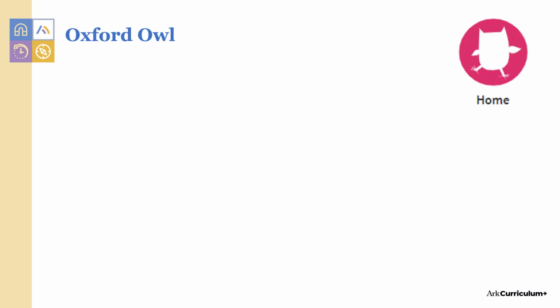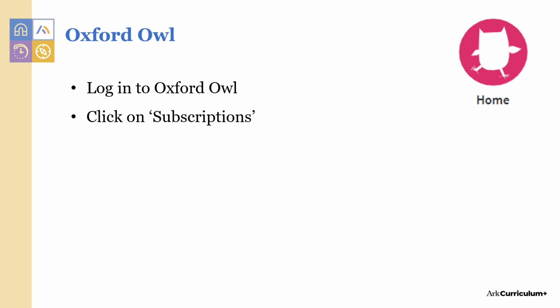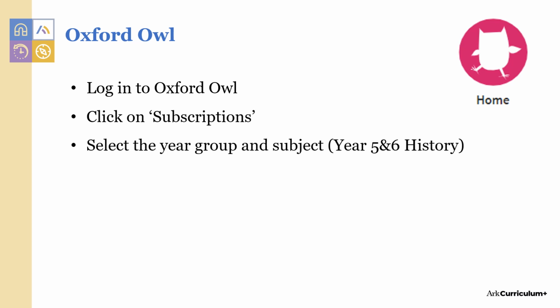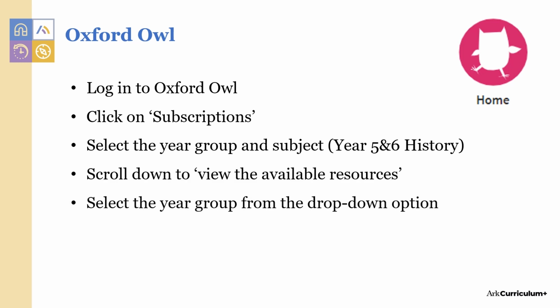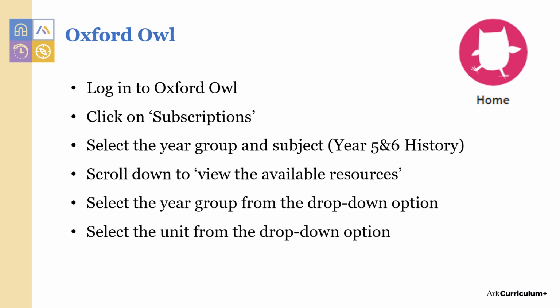To access the resources on Oxford OWL, you'll need to log into Oxford OWL, click on Subscriptions, select the year group and subject, in this case Year 5 and 6 History. Scroll down to view the available resources. You could select the year group from the drop-down option and select the unit from the drop-down option, or just scroll through the entire resources for Year 5 and 6 History, and then download the resources for each lesson.